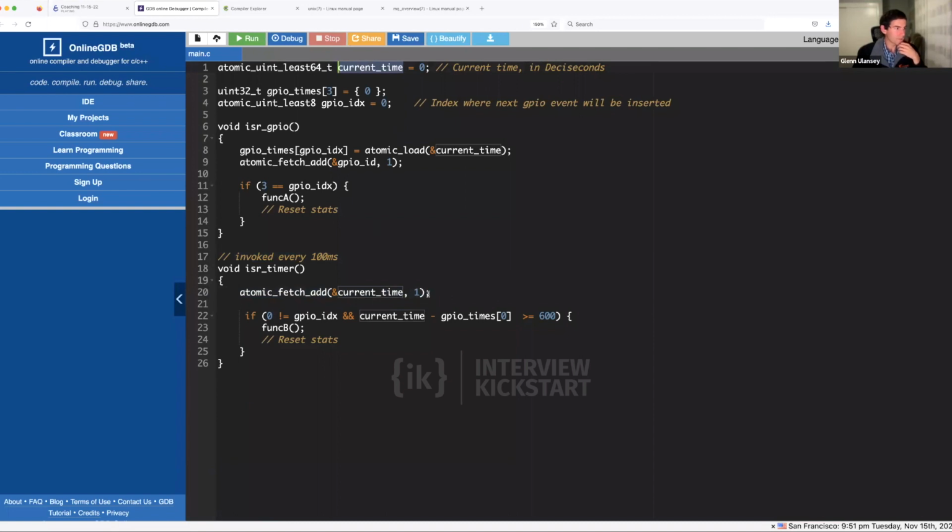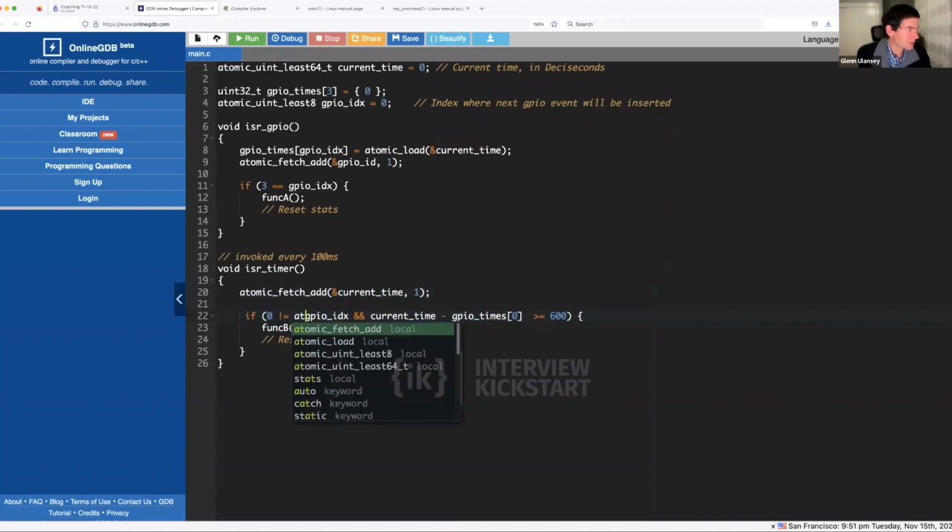So every time the timer interrupt is invoked, I increment my current time by 1, and then I check whether or not my current index is non-zero. And I guess to be fair, I probably should have done an atomic load here.